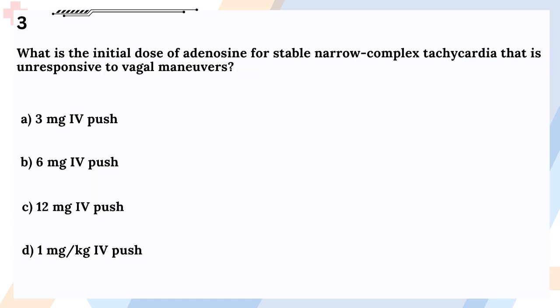Question 3. What is the initial dose of adenosine for stable narrow complex tachycardia that is unresponsive to vagal maneuvers? A. 3 mg IV push. B. 6 mg IV push. C. 12 mg IV push. D. 1 mg per kilogram IV push.